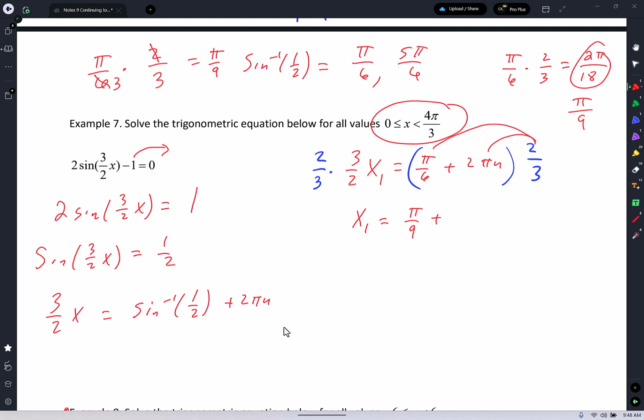All right, plus 2 pi n times 2/3. 2 pi times 2, that's 4 pi. So 4 pi n over 3. That's actually the period of this function. No big deal. All right.